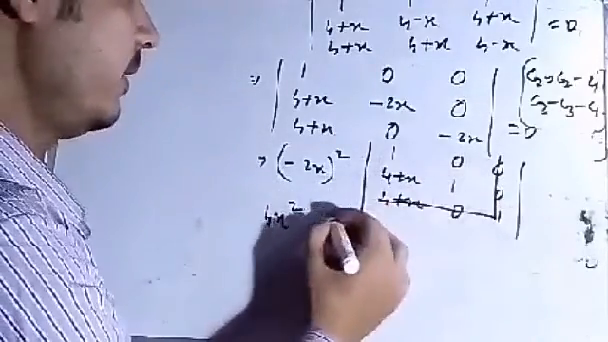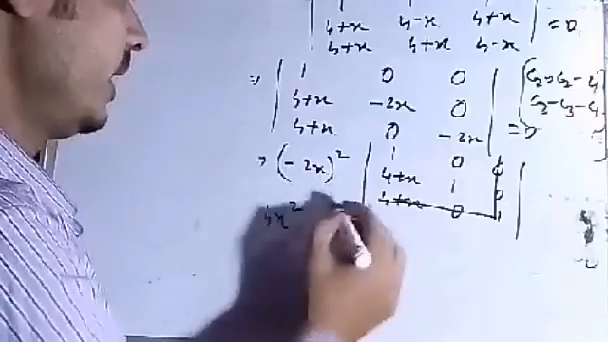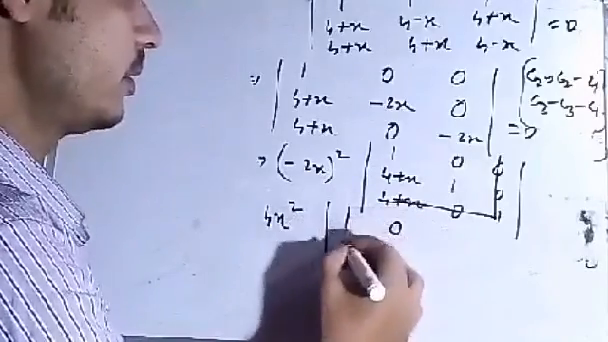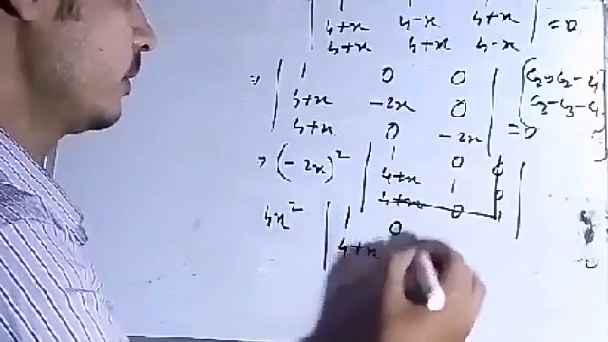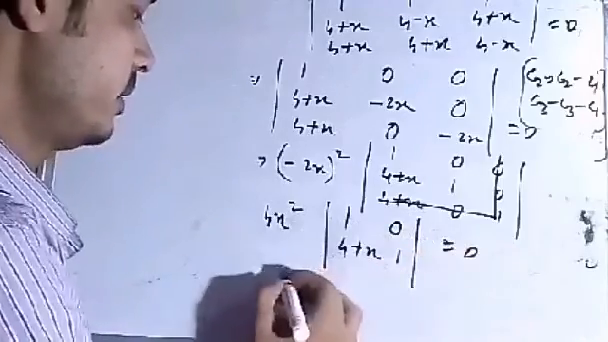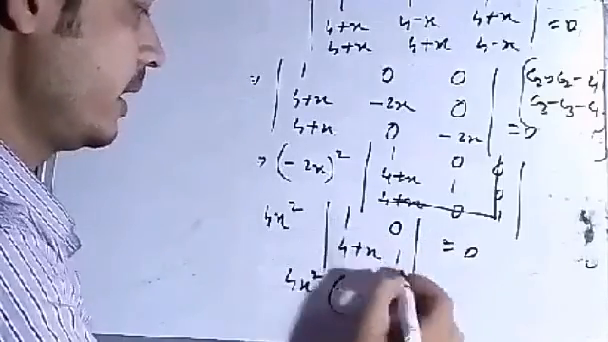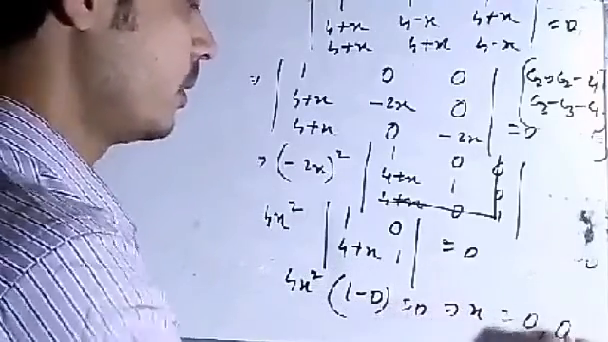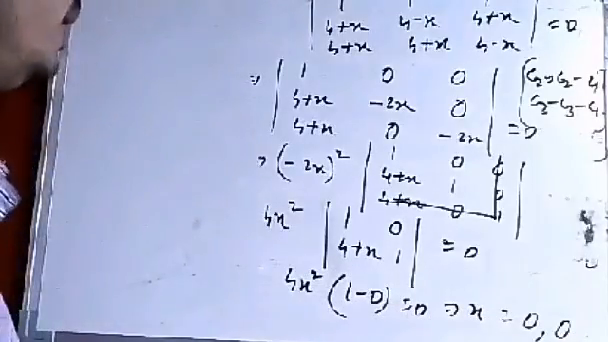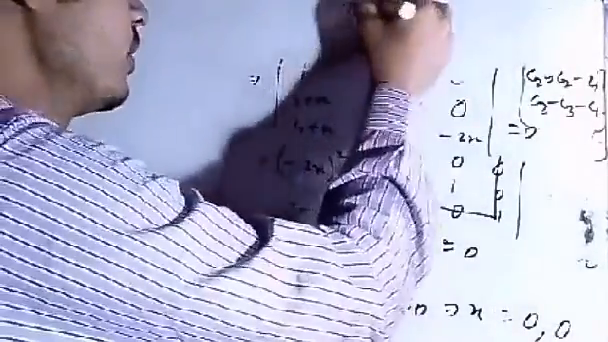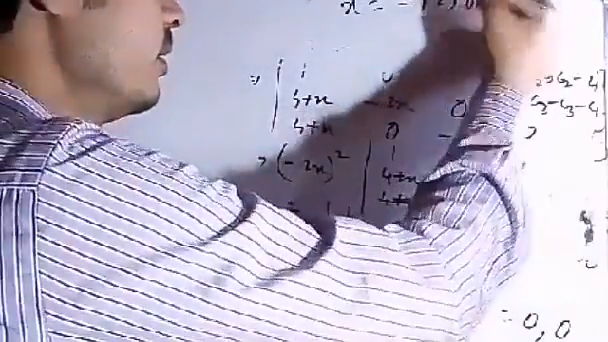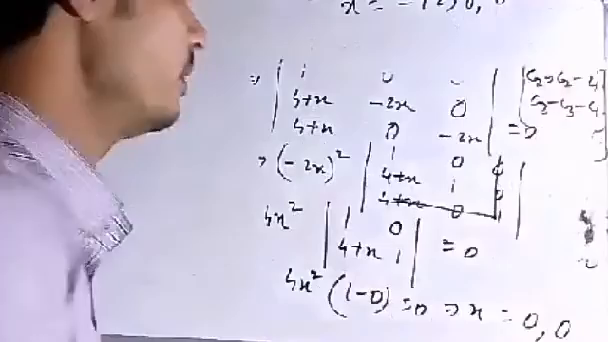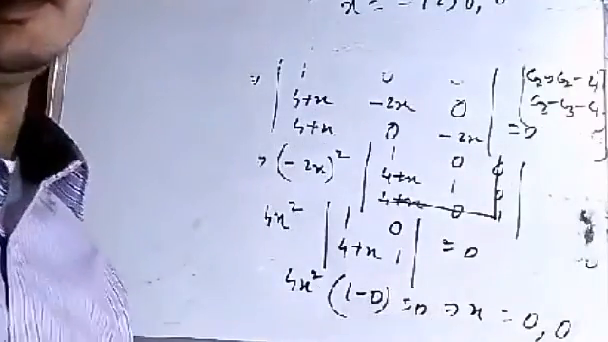Then expanding we have determinant 1, 0, 4 plus x, 1. This is equal to 0. So expanding we have 4x square into 1 minus 0 equals 0. This implies x equals 0, 0. So we can conclude that the values of x are 0, 0, because both the values are same.